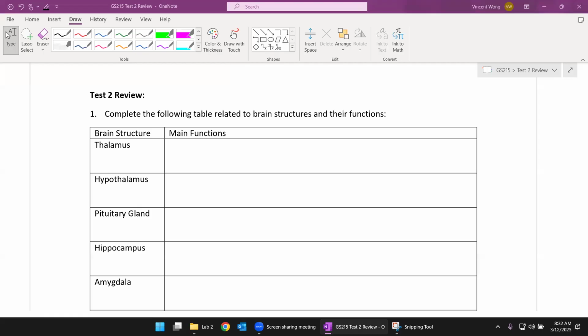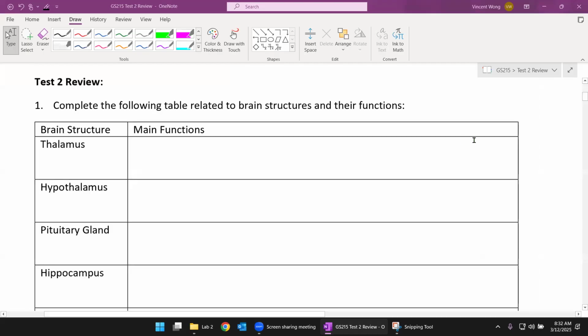Let's go ahead and fill in the review package. This is posted on Luminate. If you haven't already downloaded a copy, you will be able to find it there. So complete the following table related to brain structure and their function.